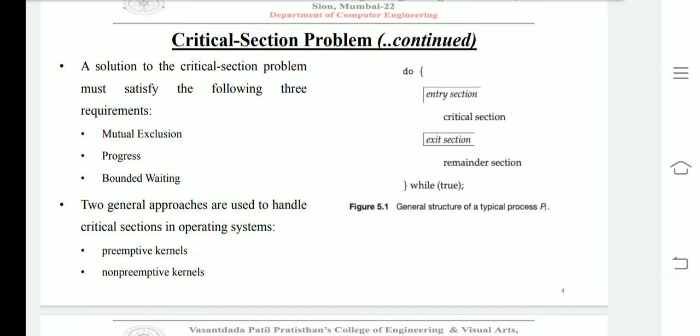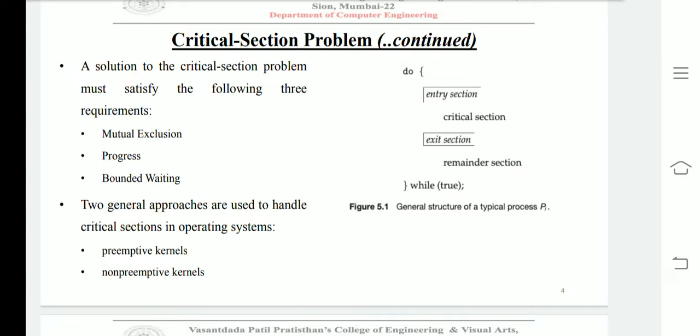A solution to the critical section problem must satisfy the following three requirements. The first is mutual exclusion, next is progress, and last is bounded waiting. Now we will understand mutual exclusion. If any process is executing in its critical section, then no other process can be executing in their critical section.